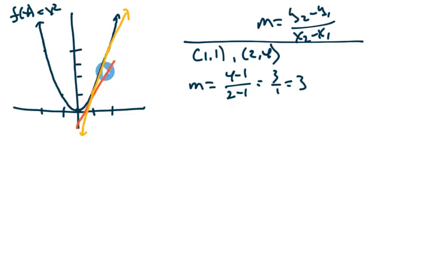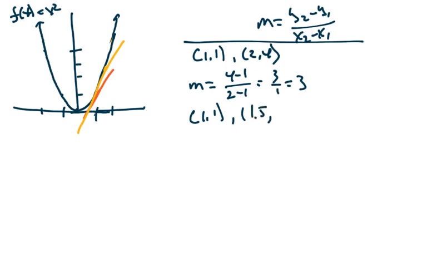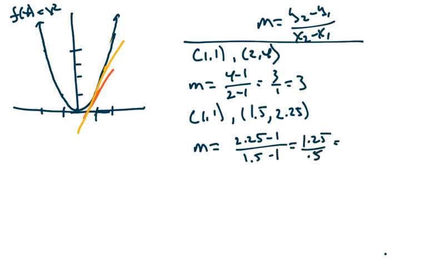What we're going to do is choose a point that's just a little bit closer to our initial point down here. So I'm going to choose a point just a little bit closer to it. Let's say 1.5, so halfway between the 1 and the 2. If I plug in 1.5, I'm going to get a y value of 2.25. And so I can go ahead and find the slope. Once again, pretty simple to get through this. 1.25 over 0.5 gives me a slope of 2.5 now.